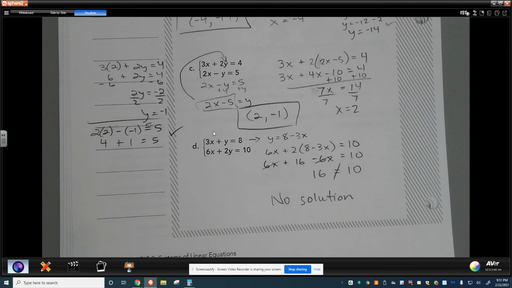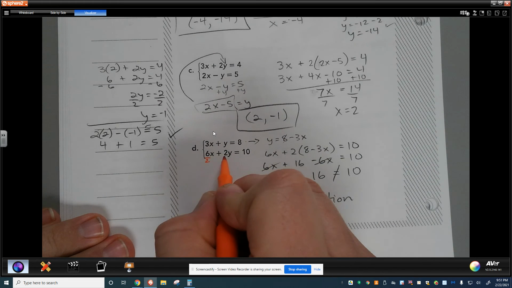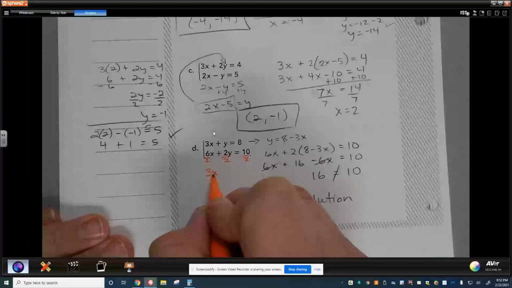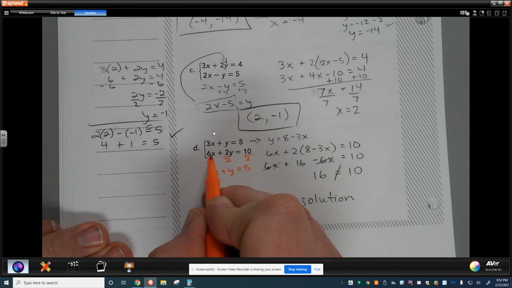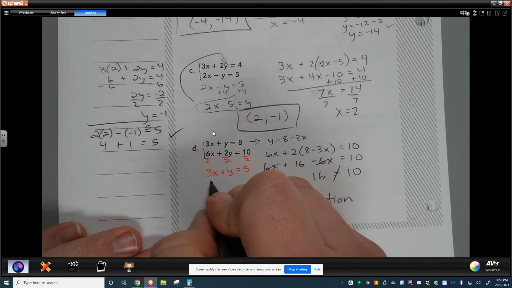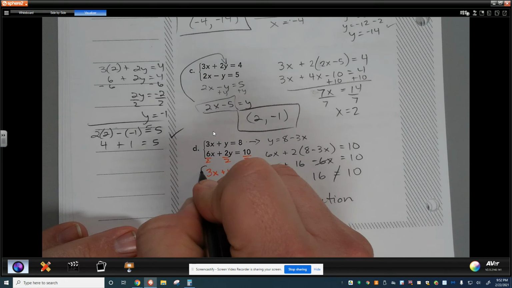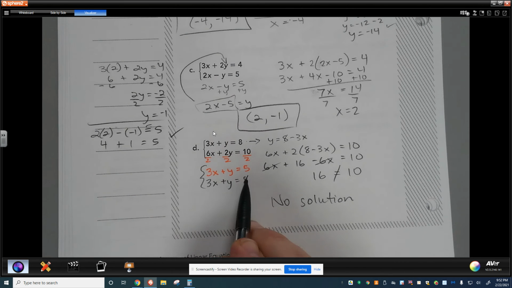trick for you. See how they have this 6, 2, and 10? All of those can be divided by 2, which means I could ultimately change this bottom equation by a factor of 2 to 3x plus y equals 5. And you'll notice that 3x plus y equals 5 compared to the other equation, 3x plus y equals 8. We see that the a term and the b term are exactly the same, but the c term is different, which means these have the same slope and different y-intercepts.